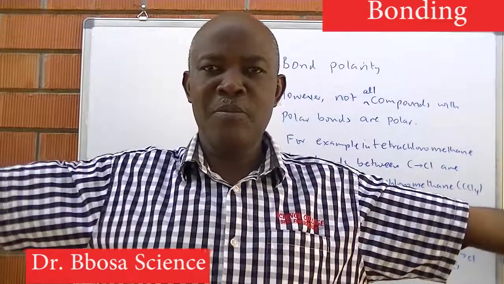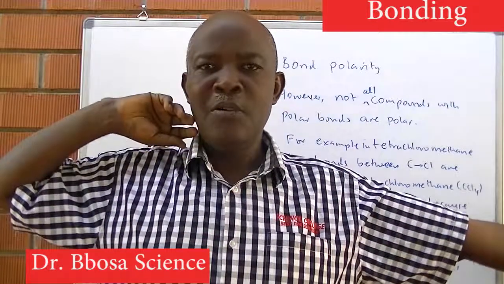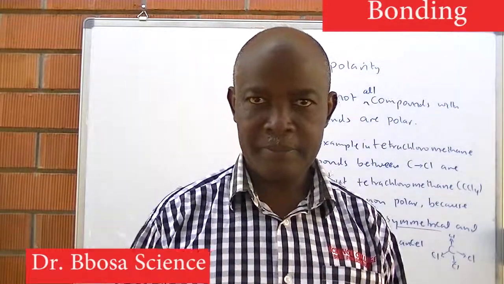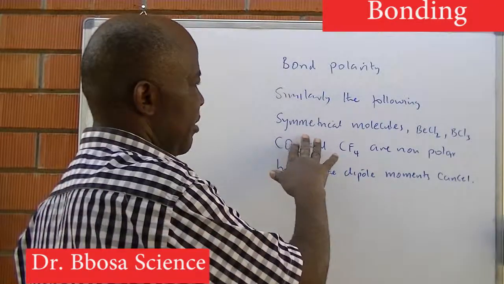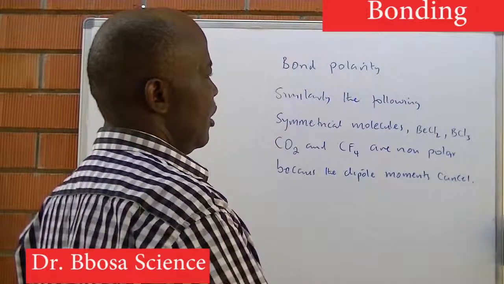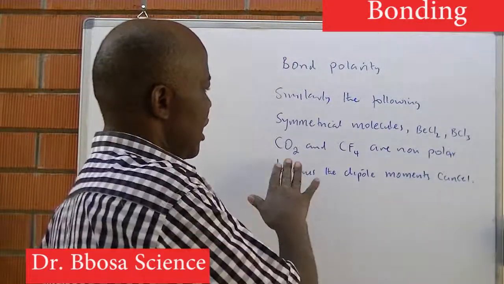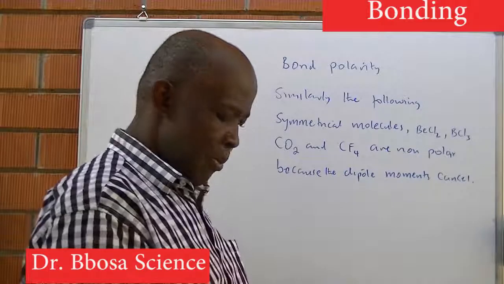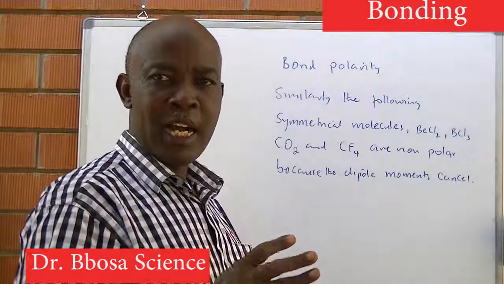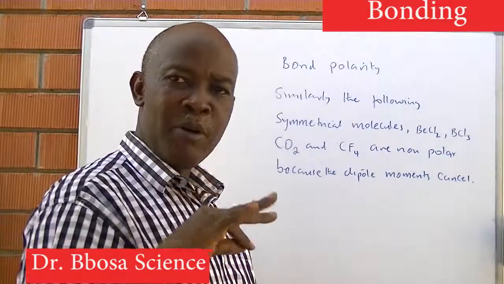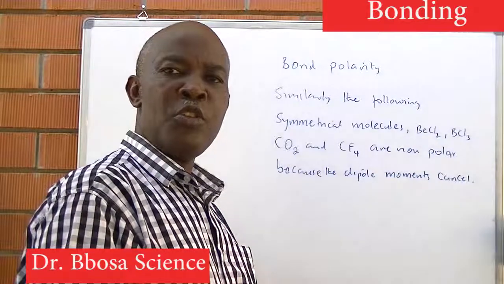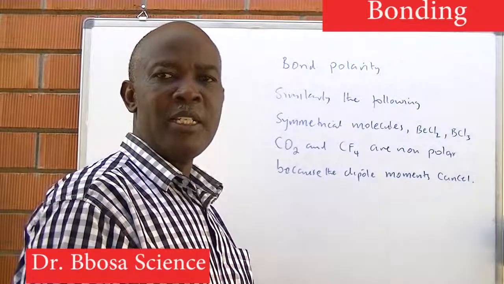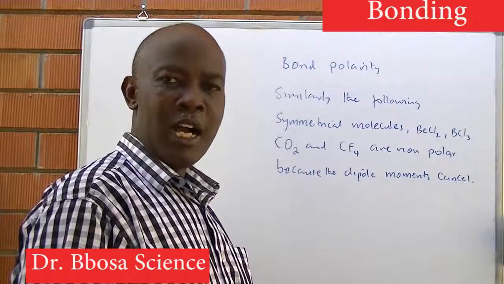That person will not move away from his position, because the force pulling him with the right hand cancels with the force pulling him on the left hand. Similarly, the following symmetrical molecules: beryllium chloride, boron trichloride, carbon dioxide, carbon tetrachloride, are non-polar because the dipole-dipole moments in these compounds cancel. So when a compound has got polar bonds but you find that it is non-polar, it is due to symmetry of the molecule. When the molecule is symmetrical, the dipole-dipole moments within its bonds will cancel.